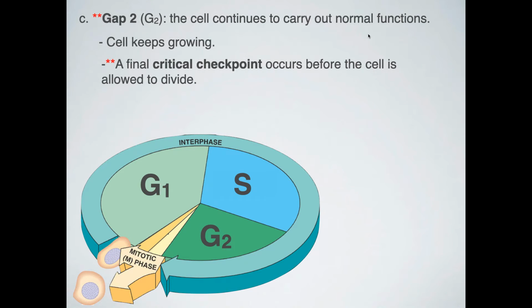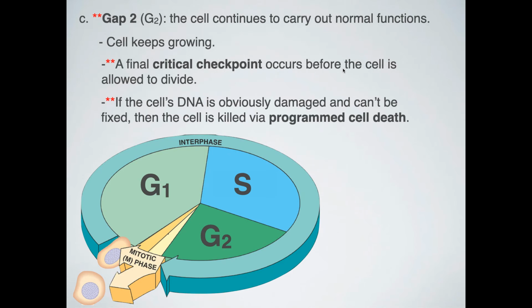But at the end of gap 2, there is a critical checkpoint, and that will allow the cell to divide if it passes it. If it does not pass the critical checkpoint, like if it is damaged, if there's not a complete set of DNA, if there aren't enough cell parts, if anything is sensed at this point that is out of normalcy, that means that the cell will basically kill itself.